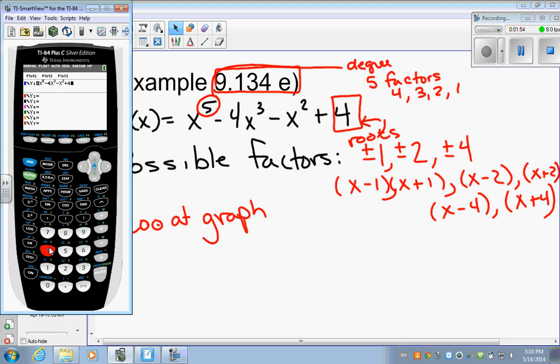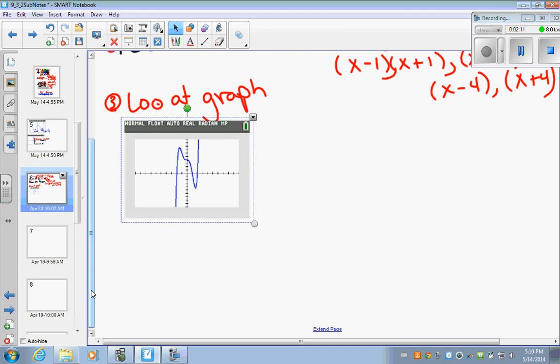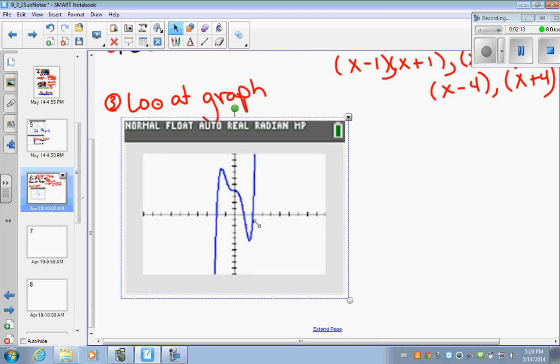All right, and then I'm just going to use zoom standard, number 6 on mine, because I'm just going to look at a standard window. So here it comes, 1, 2, whoa, yeah. Well, 3 of them look to be real and integer, so let's take a closer peek.